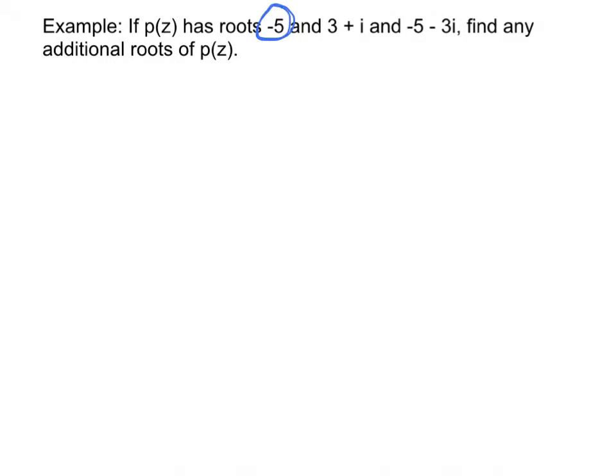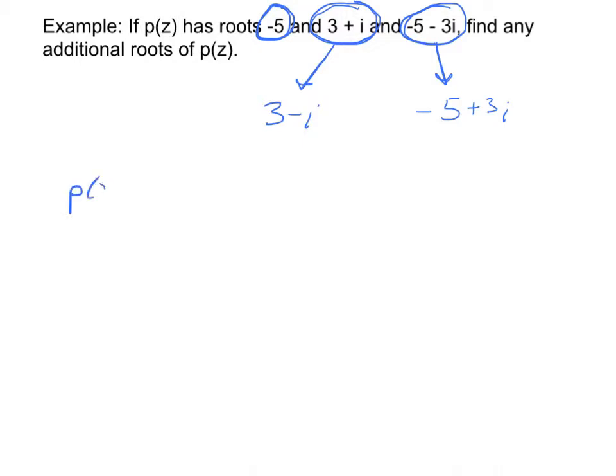Because that's not complex, we don't do anything with it, right? But here, we have 3 plus i. That means we should also have 3 minus i as a root, right? Similarly over here, if I have this root, we know that we're going to have its complex conjugate, -5 plus 3i, as another root.